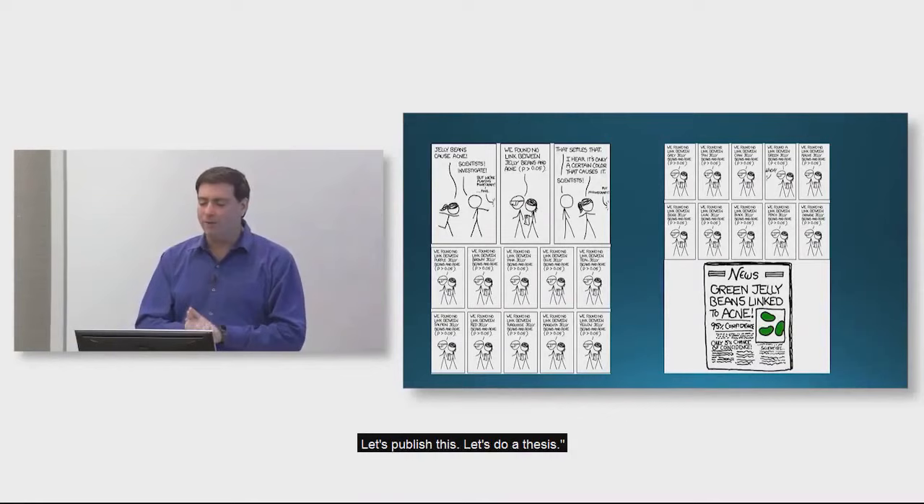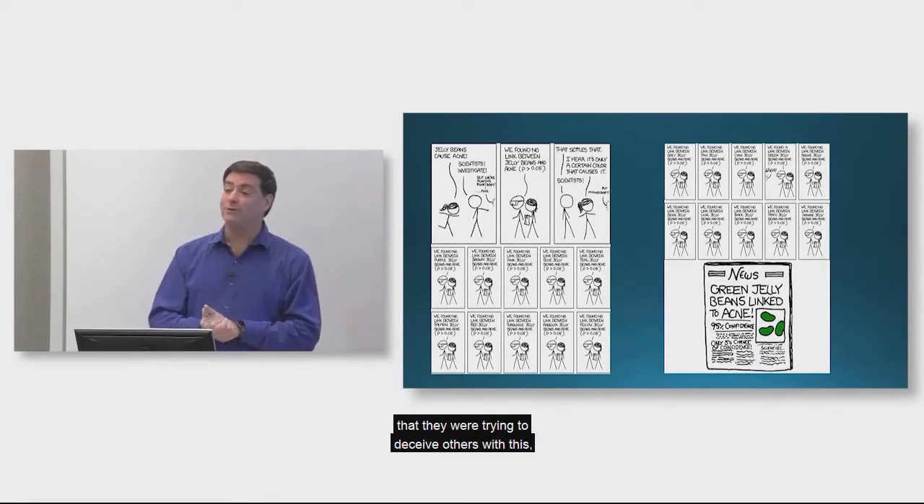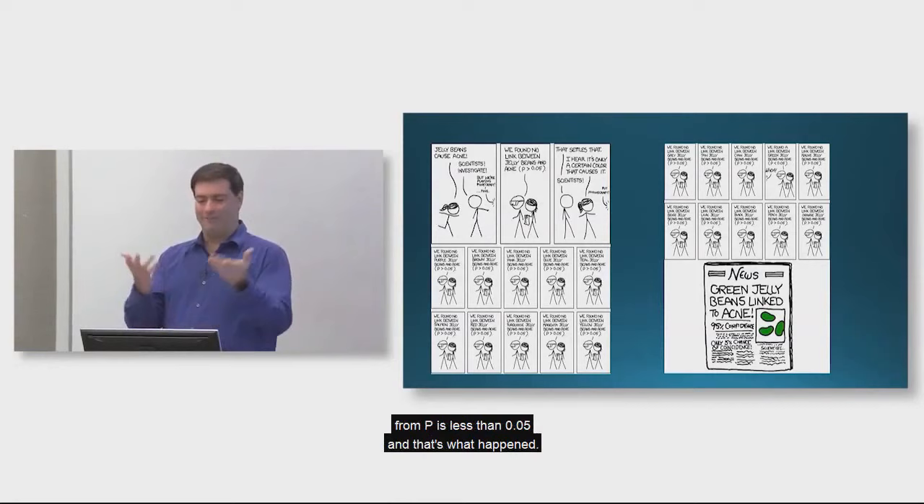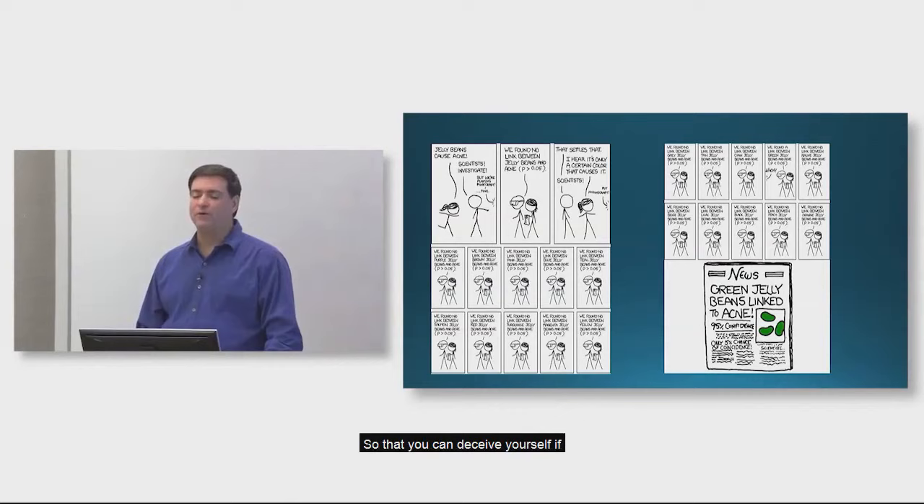Now, it might have been that they were trying to deceive others with this, but maybe they were actually just doing the wrong kind of statistical analysis. When you slice this too many times, there's a 1 in 20 chance that you're going to get a significant result from p less than 0.05, and that's what happens. So you can deceive yourself if you're not aware and doing the right things.